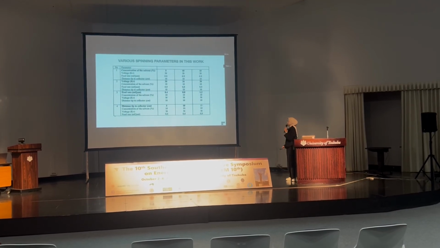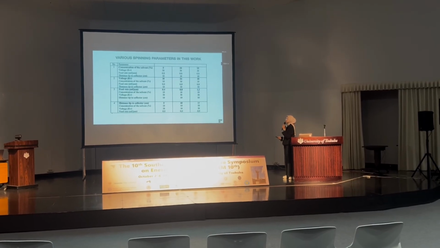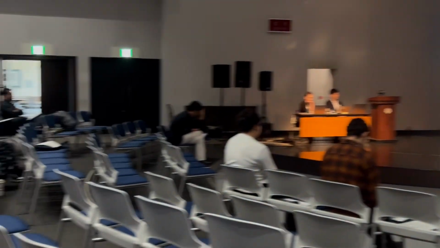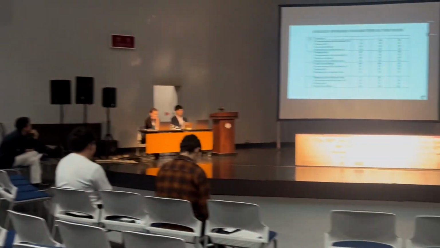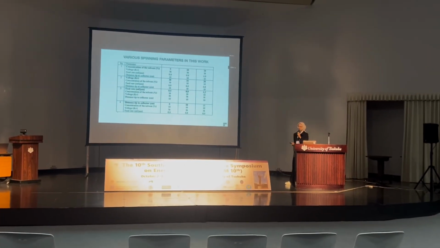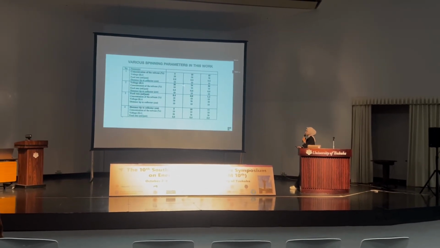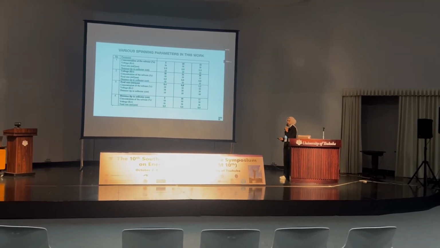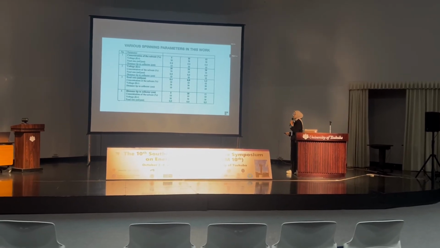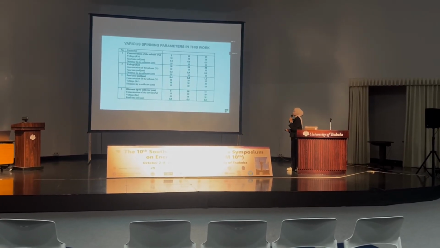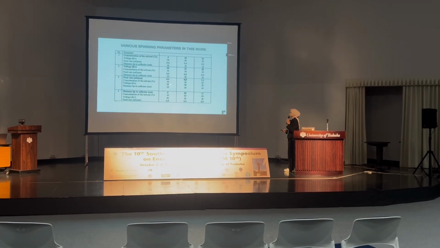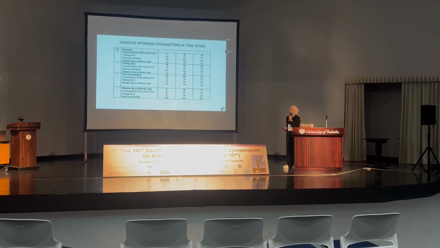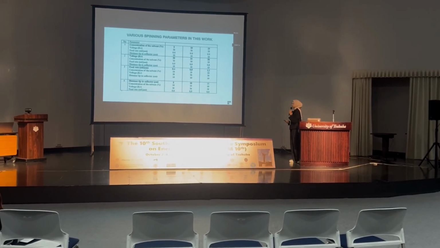Here are the spinning parameters I use. I fabricate the first sample by increasing the concentration of solution from 5 to 10 to 15%, while other parameters are kept constant. For the second sample, I increase the voltage from 30 to 34 and 38 kilovolts, while other parameters are kept constant. For the third sample, I increase the feed rate of solution from 0.4 to 0.8 and 1.2 milliliters per hour, while other parameters are also kept constant.